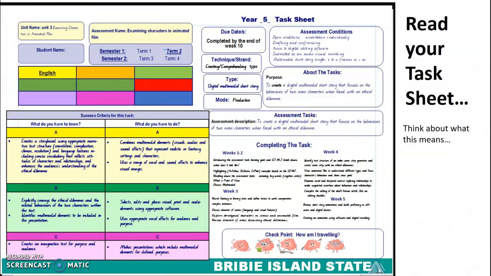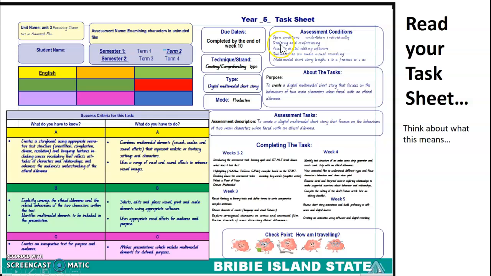Okay, task sheet. We're going to read through this together. We're going to break things down for you to have a look at. The only thing that we might not spend so much time on is the success criteria, because that's a couple of slides down as well. So the actual unit is called Examining Characters in Animated Film. Complete in week 10, so we've got a few weeks to do this.